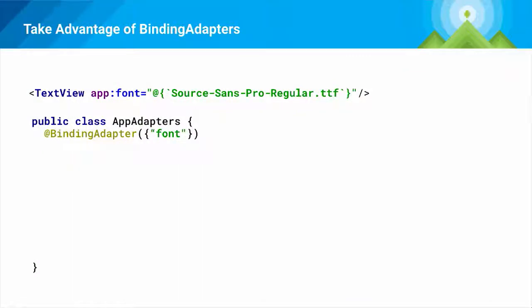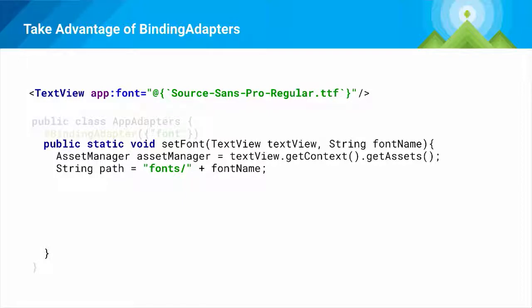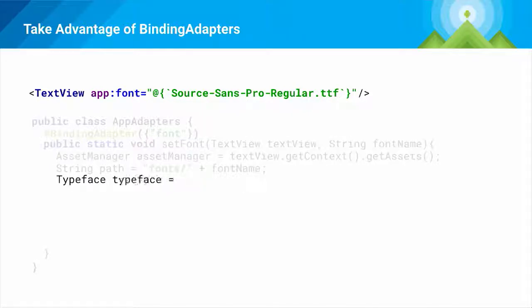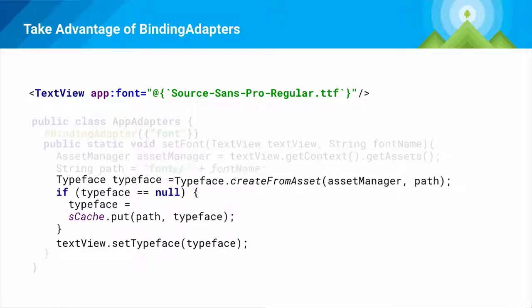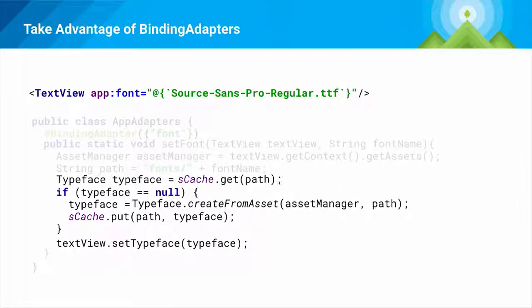I like this example because the good thing about it is it makes your XML very clean. You look at it, you understand what it's trying to do. And there's no added performance cost in all of these things. So you write a binding adapter that says, I know how to set a font on a text view. It's all well defined. In this code, you get the font, you load the typeface, and set it on the text view. If this was a real application, you would probably cache it so that you don't keep reloading the font.